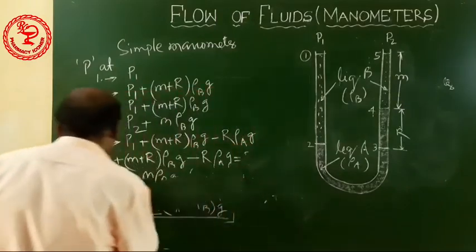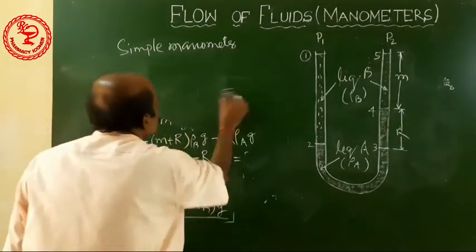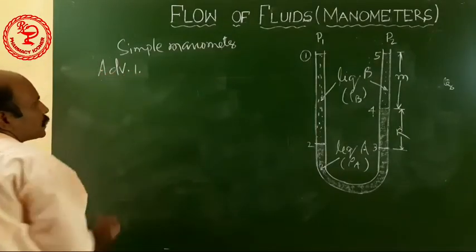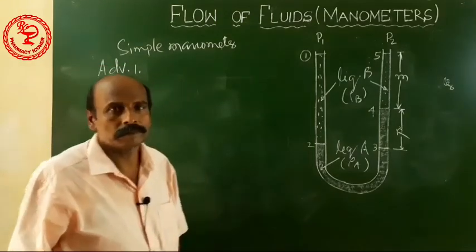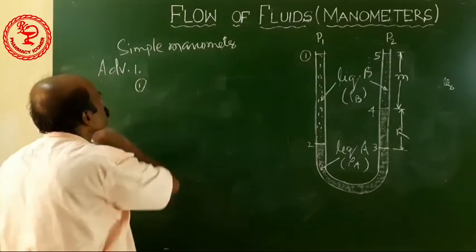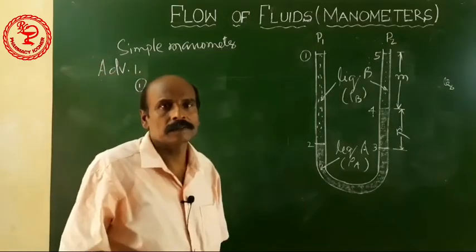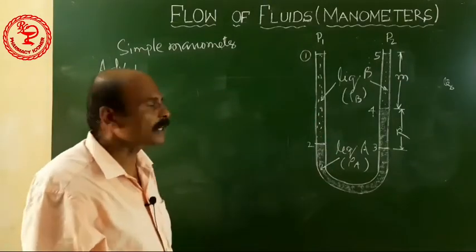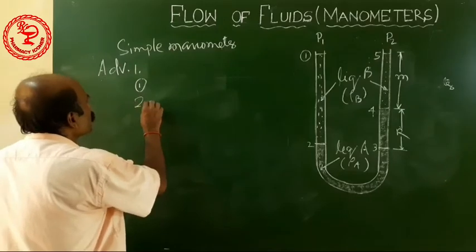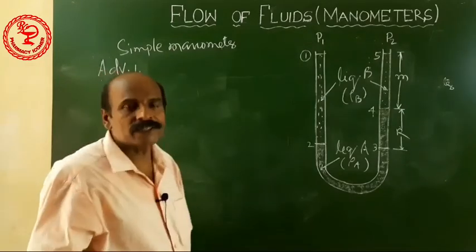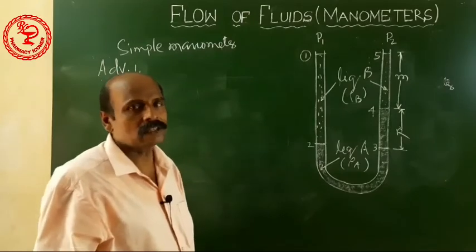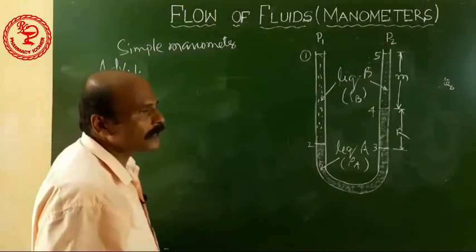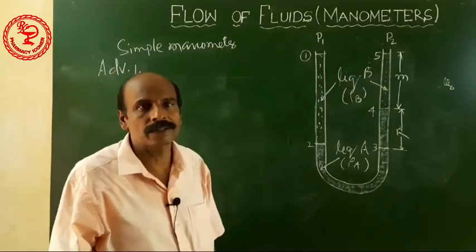Next is the advantage. What is the advantage of this manometer? Number one, it is easy to construct. It is very simple. Only a U-shaped glass tube is required. Number two, its maintenance is very easy. Its maintenance cost is low. Number three, it is very sensitive. We can measure a low pressure difference here also.